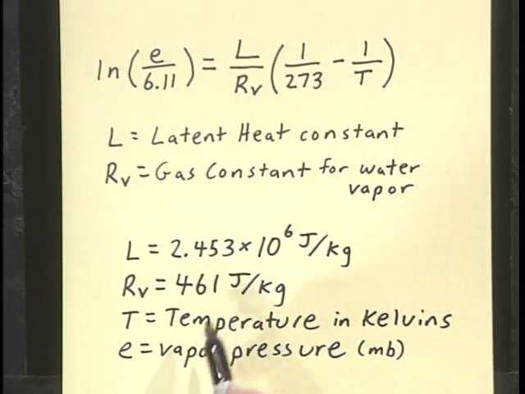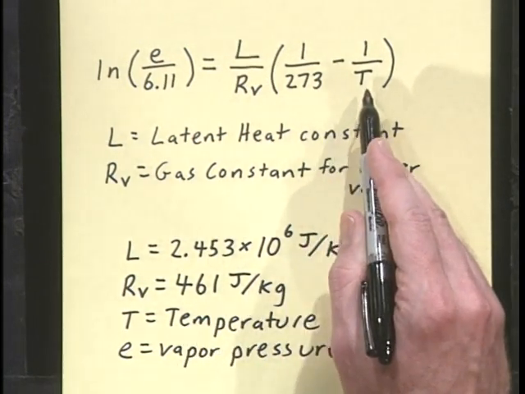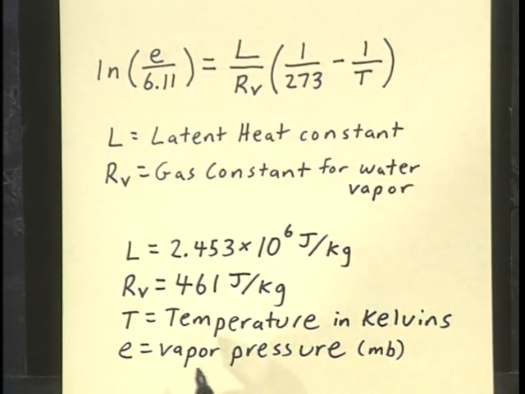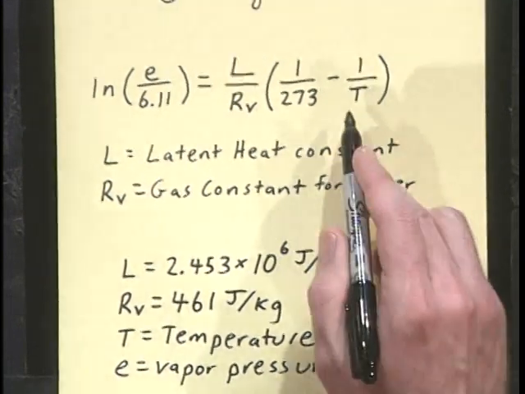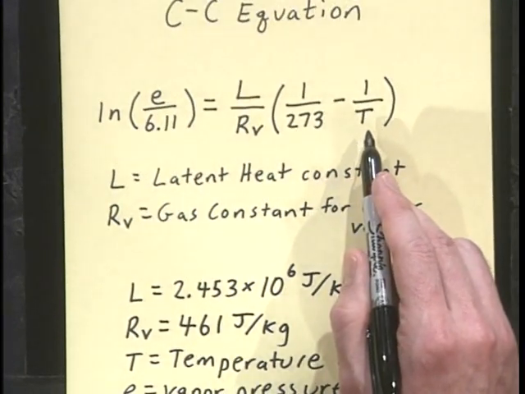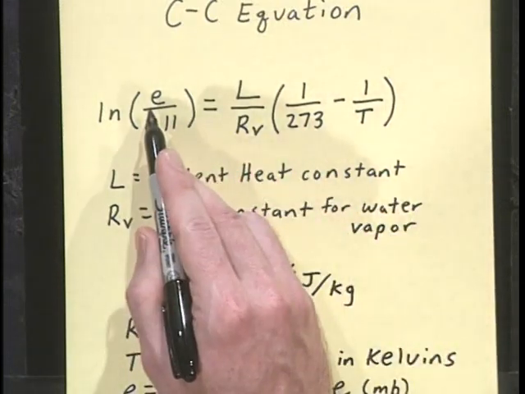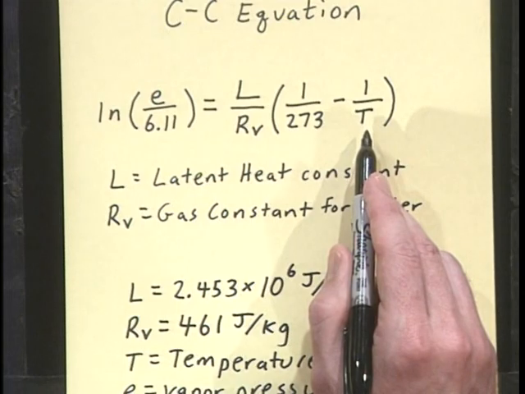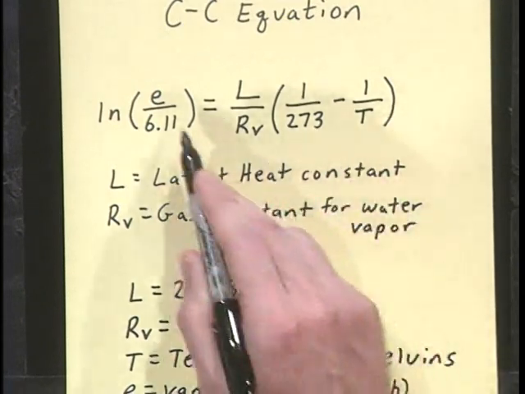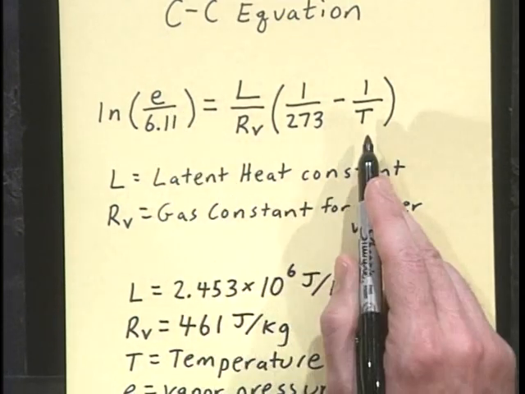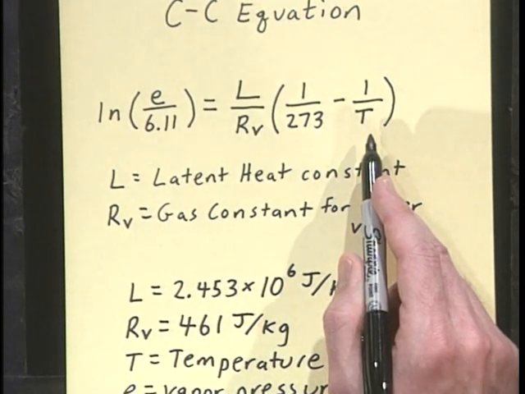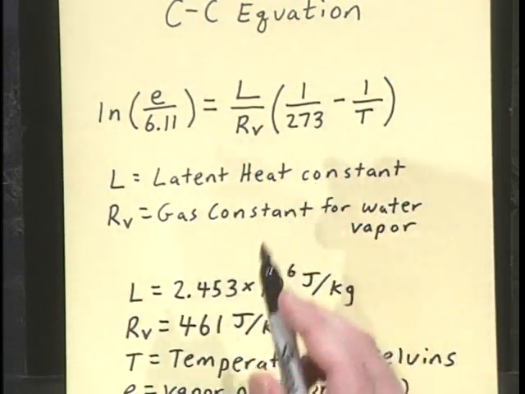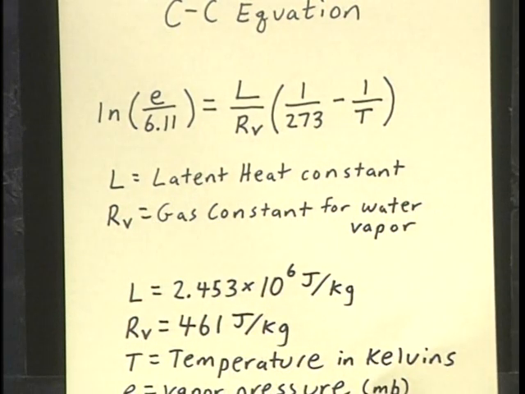The temperature that's plugged into the Clausius-Clapeyron equation has to be in units of Kelvin. And again, what's being found is the vapor pressure in millibars. So you plug in the temperature into this equation and solve to find the saturation vapor pressure. If you put the dew point in for the temperature here, then you find the actual vapor pressure. So if you know the temperature and the dew point, you can find the vapor pressure and the saturation vapor pressure. And this is the equation that is used to find the relative humidity.